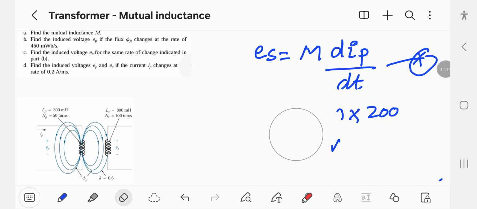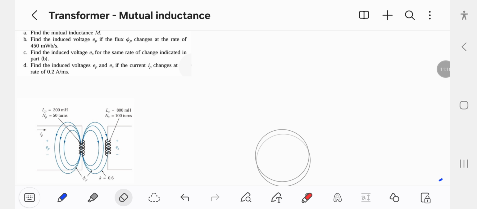Now we solved all the conditions here. So this is actually a transformer problem in which we use the mutual inductance formula.